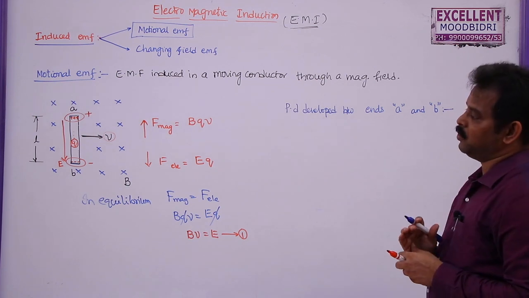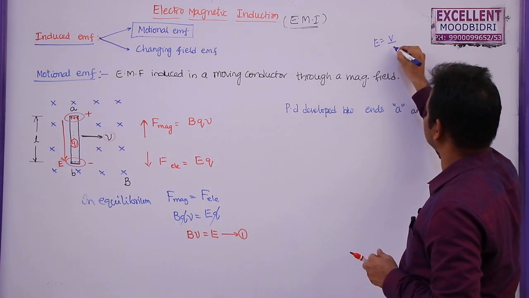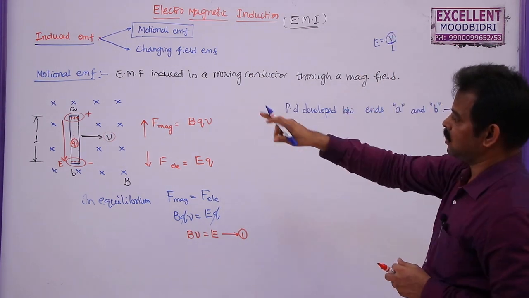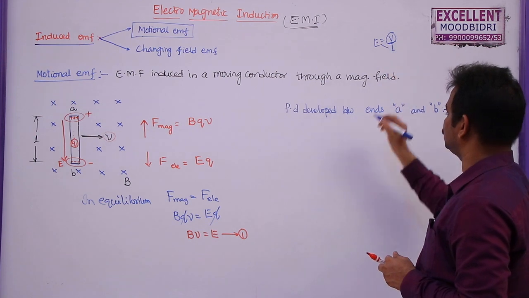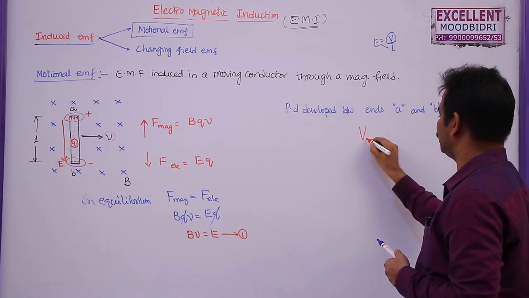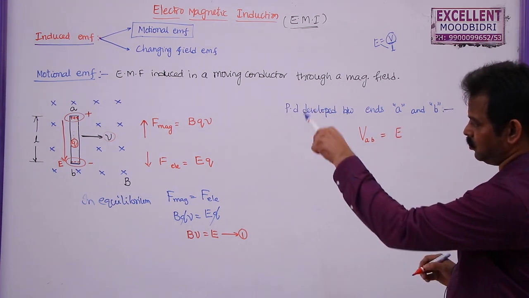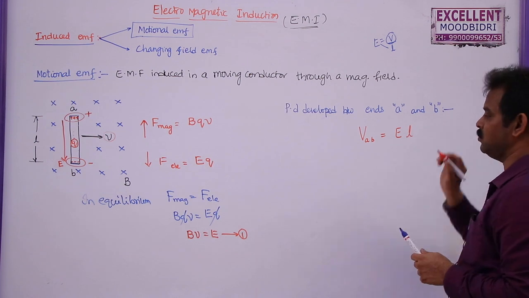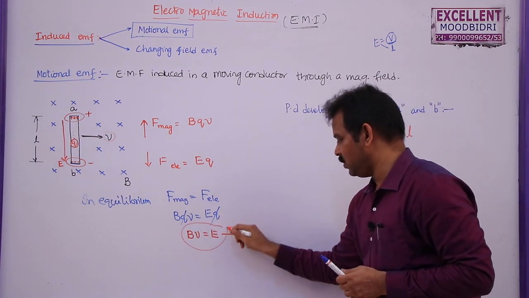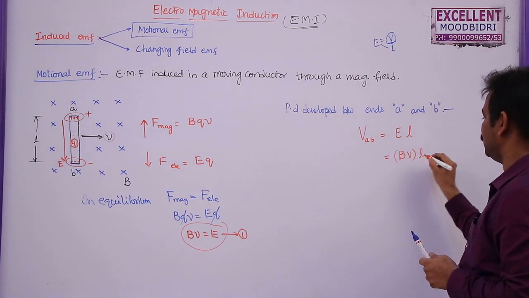So, what is the potential difference? We know that electric field is the potential difference per unit length. So, in this case, the potential difference between the two ends is going to be the product of these two. Here I am going to write the potential difference between ends A and B is given by the electric field between these two ends into the length of the conductor L. This E we already got as BV here. So, I can write this as BV into L.